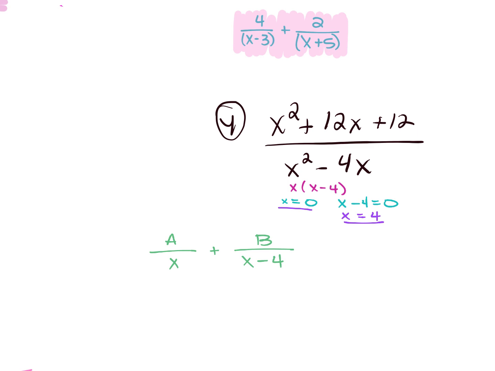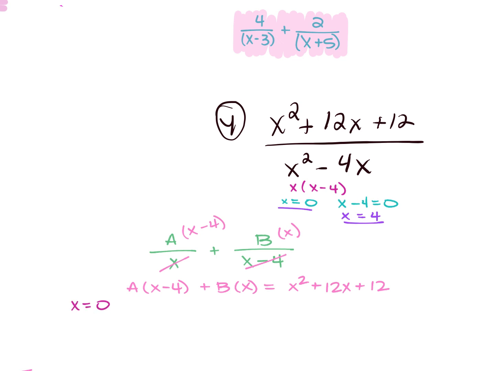To get rid of your denominators, you're going to multiply the top of the first by x minus 4. The second top is multiplied by x. Your bottoms cancel. So you're going to have a times x minus 4 plus b times x is equal to the numerator from the original, so x squared plus 12x plus 12. Plug in your x as 0, plug in your 4 as x and solve for both.